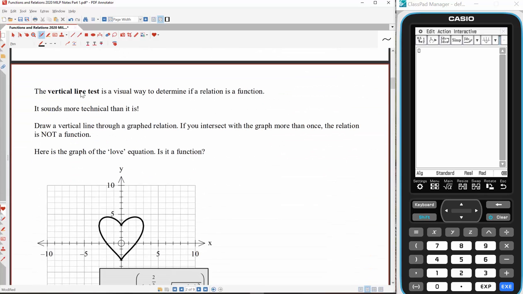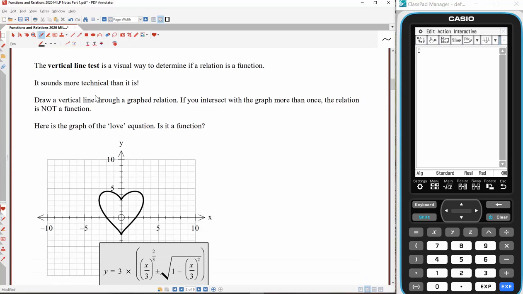The vertical line test is a way to determine if a relation is a function, and it sounds more technical than it is. All you do is draw a vertical line through a graphed relation. If you intersect with the graph more than once, the relation is not a function.